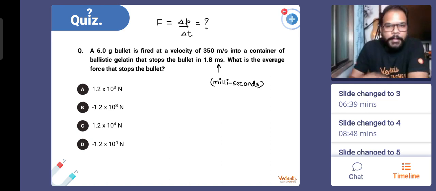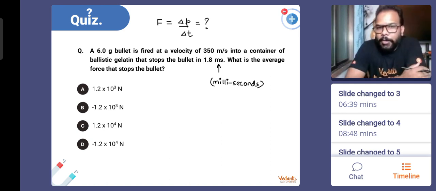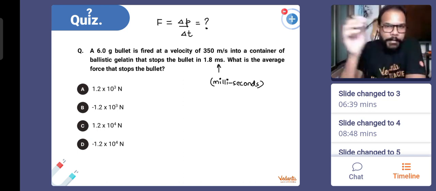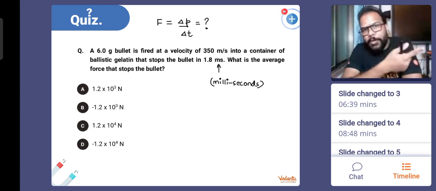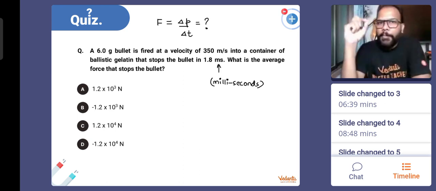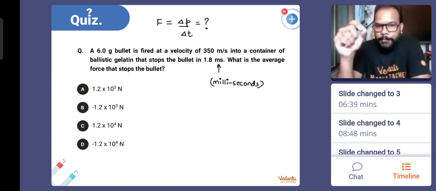A 6-gram bullet is fired with a velocity of 350 meters per second in a container of ballistic gelatin that stops the bullet in 1.8 millisecond. Basically, you have fired a bullet and in front of it there is a stopper. Stopper means there is a surface in which the bullet is penetrating, and it takes 1.8 milliseconds for that surface to stop the bullet.